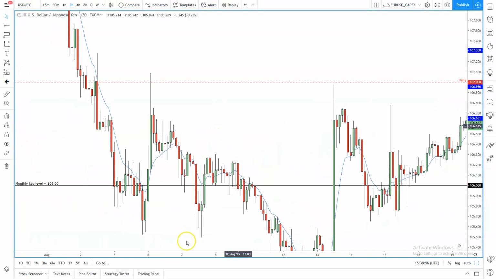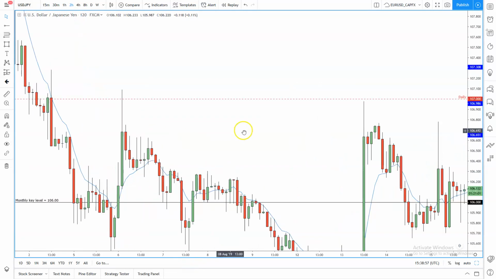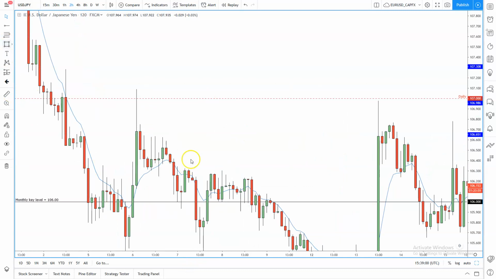Okay, here's another one. See, at an area of resistance here, rejection, rejection there, and then price dropped. It also forms part of a 3-pin formation: 1, 2, 3. Then any entries at the close of that shooting star, and then 10 to 15 pips above for your stop loss.